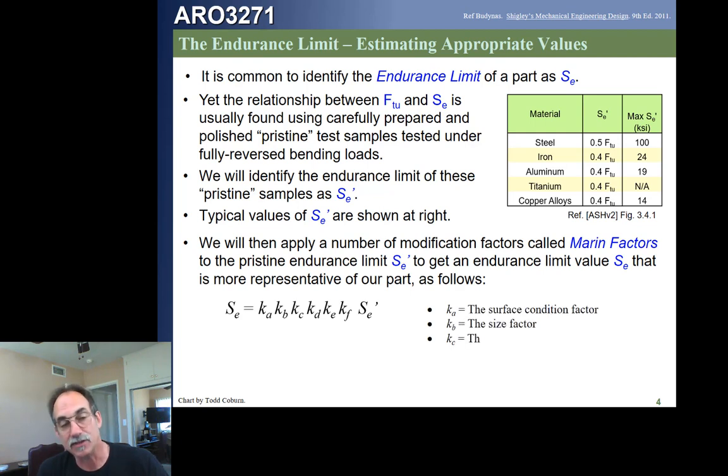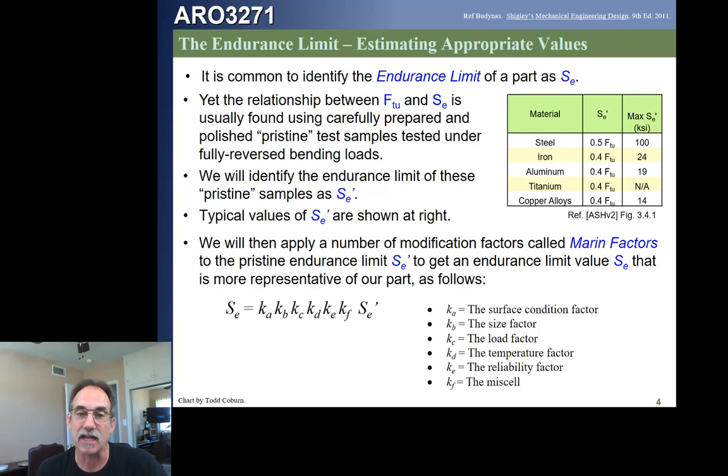We see that for steels, as we saw last time, we can approximate the endurance limit as about 50% of the ultimate strength of the material, with a cutoff, which means we're not going to go above 100 KSI. So all we have to do is look up the FTU of the material we have and calculate 50% of FTU. If that's less than or equal to 100 KSI, we use that. If it's more than 100 KSI, we imagine that it's just 100 KSI.